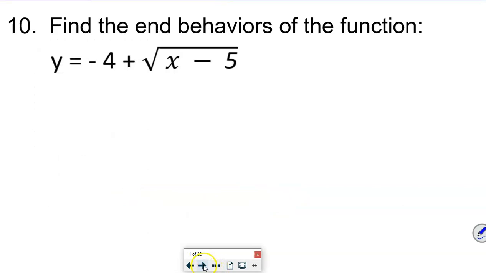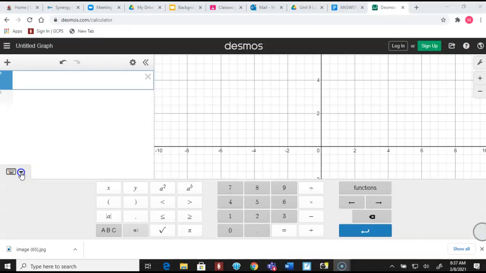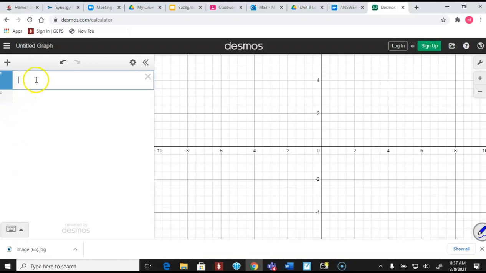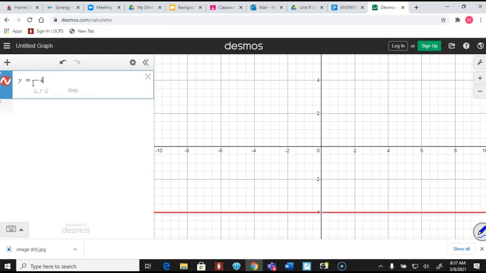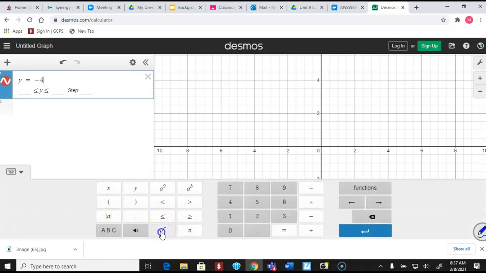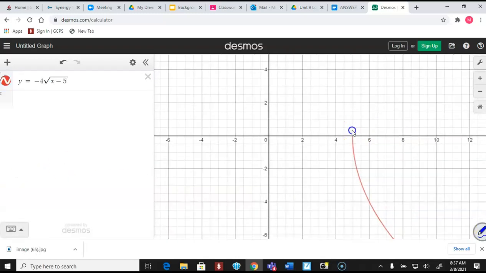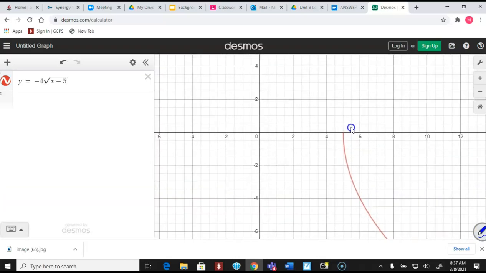All right, so now this one says find the end behaviors of the function. So we're going to look at these on Desmos. So I'm going to go ahead and put this equation into Desmos, and it is y equals -4. I'm going to go down here and get my square root symbol, which is right there, of x minus 5. So there's my graph. I'm going to close this so I can see the graph. Okay, so there's the graph. And oops, I forgot to put a plus there. So it's -4 plus, right?